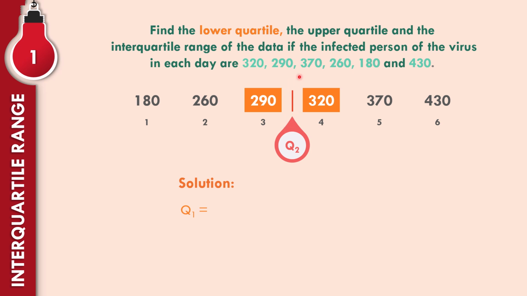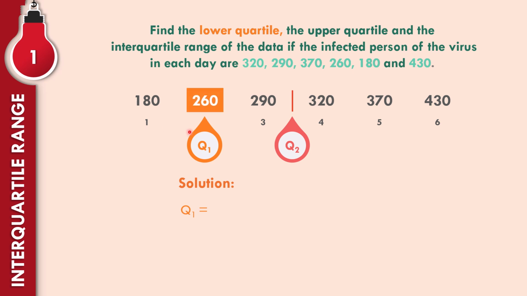So let us identify the quartile 1. So this is the lower half and then the upper half. Let us identify now the lower quartile. So the lower quartile is equal to 260 because 1, 2, 3, the middle is 260. So Q sub 1 is equal to 260, or the lower quartile is equal to 260.